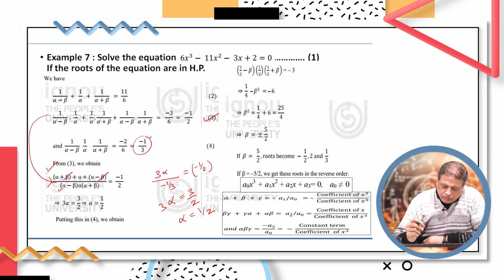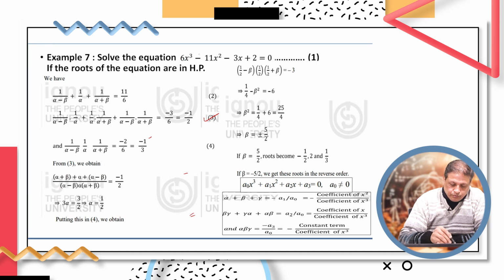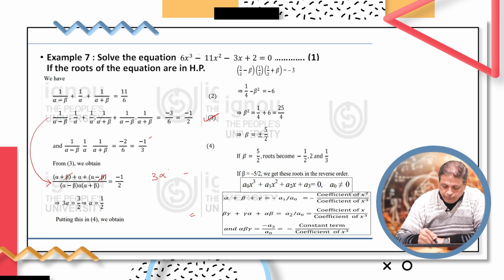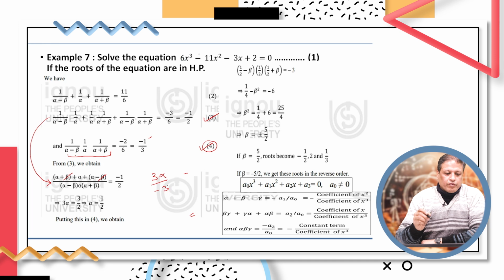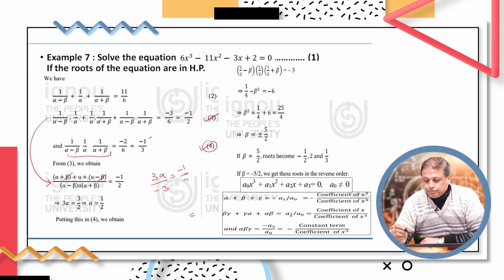So, referring to equation number 4, the product alpha minus beta into alpha plus beta will turn out to be minus of 3, and this is equivalent to minus of 1 by 2. So, that means 3 alpha, taking this over here, is 3 by 2. This implies alpha is equal to 3 by 2 into 3, that is 1 by 2. So, we evaluated the first term, that is alpha.